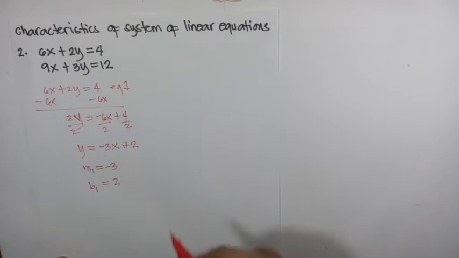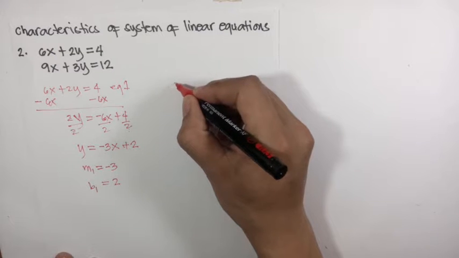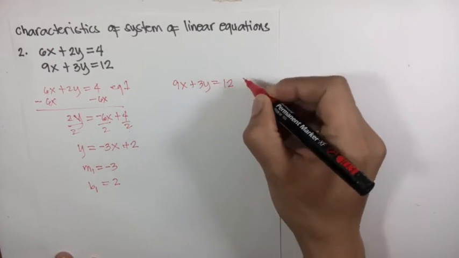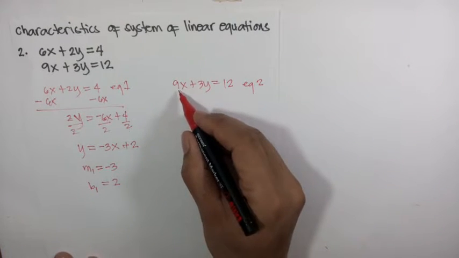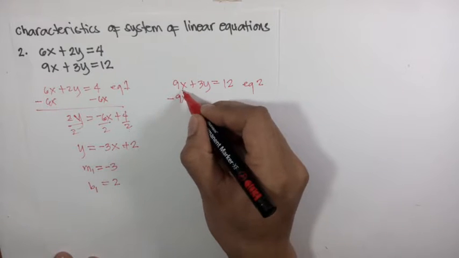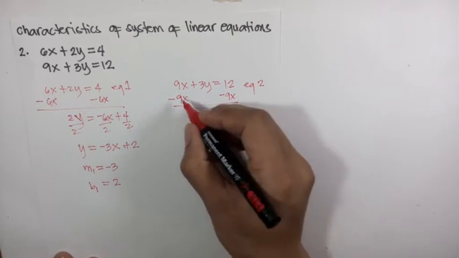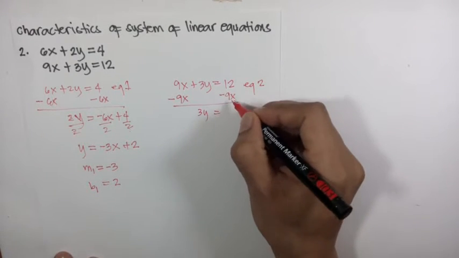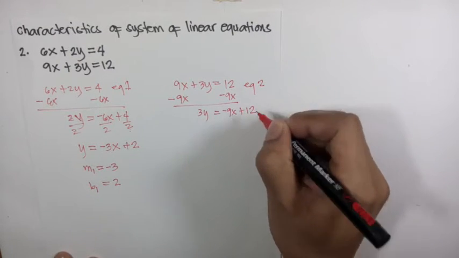Now let's do the second equation, 9x plus 3y equals 12. This is our equation number 2. We are going to add negative 9x so that this one will be 0. Do the same on the other side. You have only 3y equals, you cannot add because they are not like terms, so you have negative 9x plus 12.